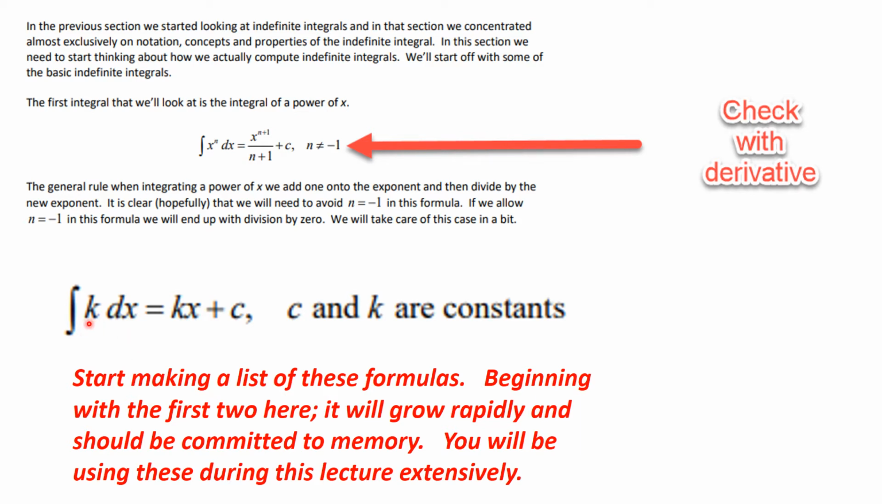A special case of this formula, using a property we had before, is integrating a constant k with respect to x. We can pull the k through the integral sign, and then we're integrating 1 dx. But 1 is the same thing as x to the 0, so we add 1 to the exponent, making it x, divided by the new exponent, which is still x. So the indefinite integral of k with respect to x is kx plus c.